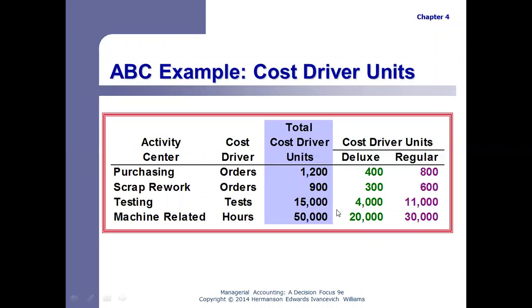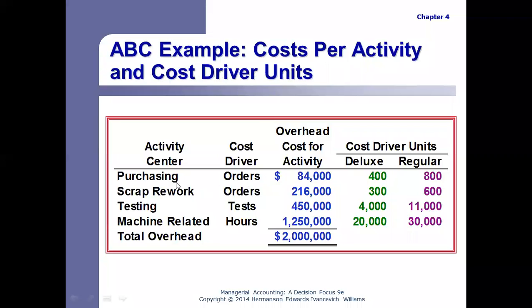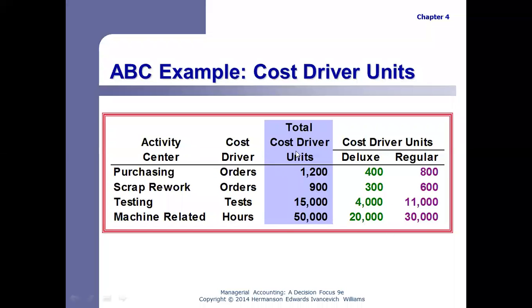So the next thing you do is you get a total for the 2 different products. So remember on the previous page here, there were 400 purchases for deluxe, 800 purchases for regular. Next step is to get a total of those 2. So this is the total cost driver, deluxe 400, regular 800, total of 1,200. So we're just getting the total for the driver units.